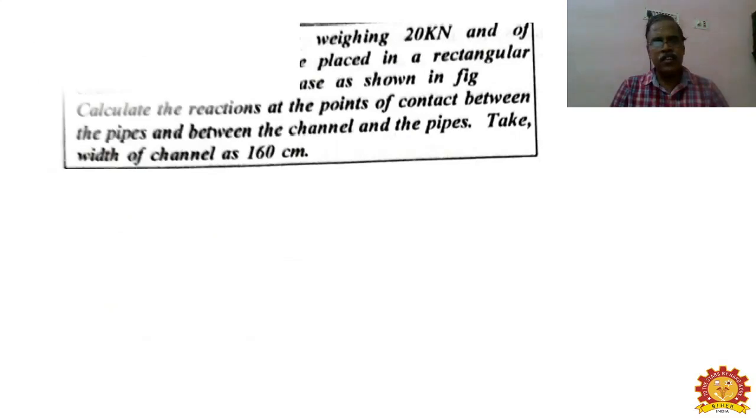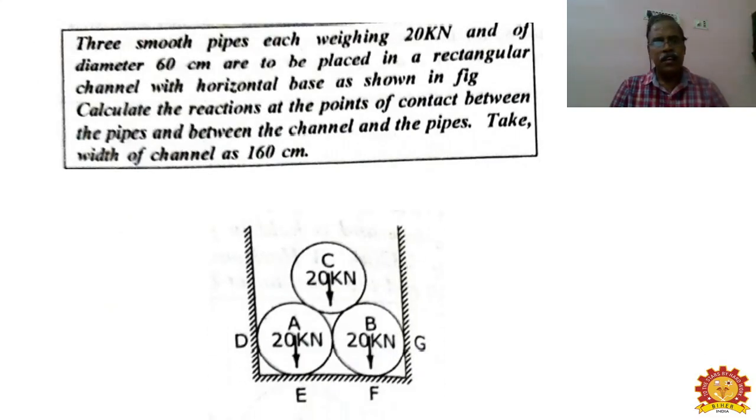So take down this question, and that will be the diagram given here. In this, all 3 cylinders are identical, and note down the important points that I'm going to say now, and then try to solve it. Each cylinder weighs 20 kilonewton because all the cylindrical pipes are identical with respect to weight and diameter. They rest on a rectangular U channel with a width of 160 centimeter. That is what is given. Diameter is given and the length is 160 centimeter.